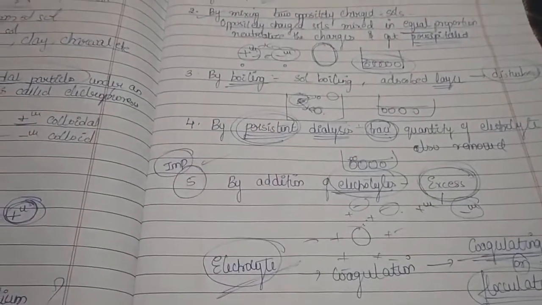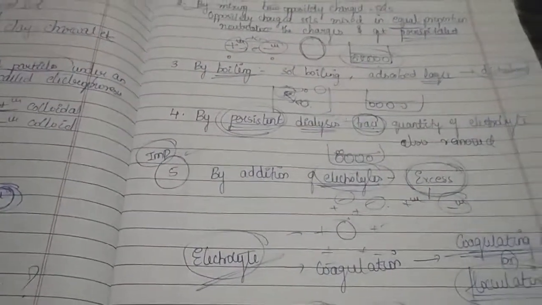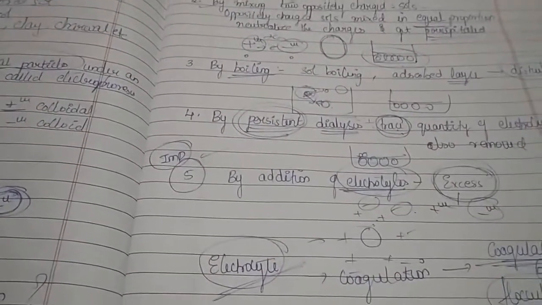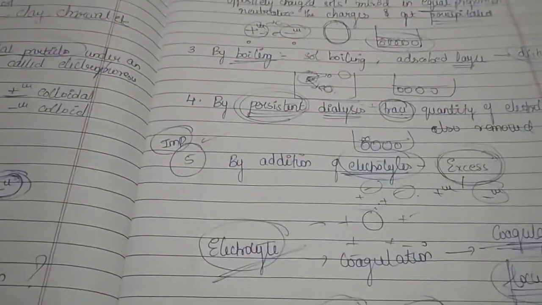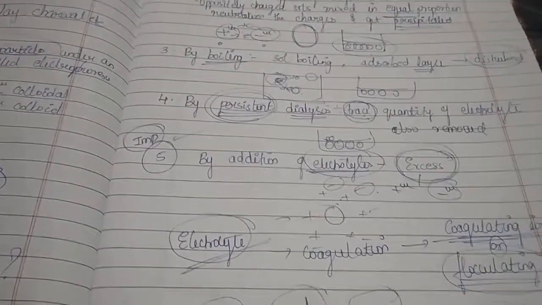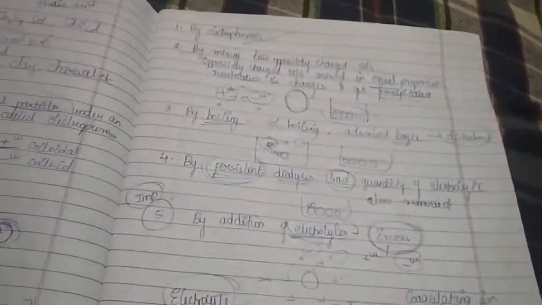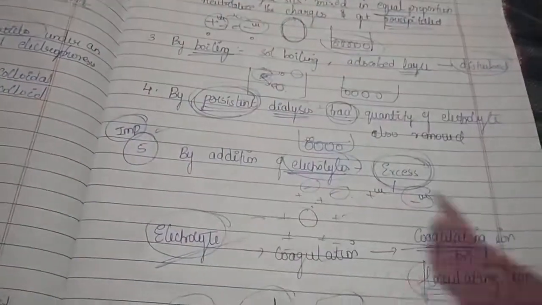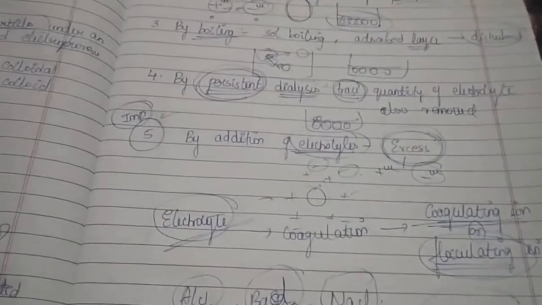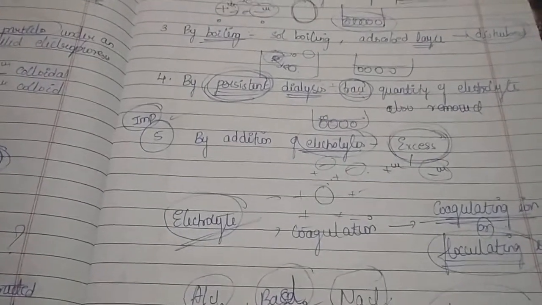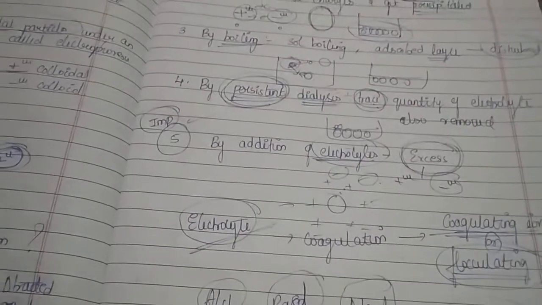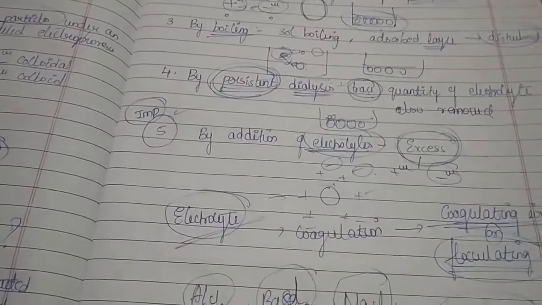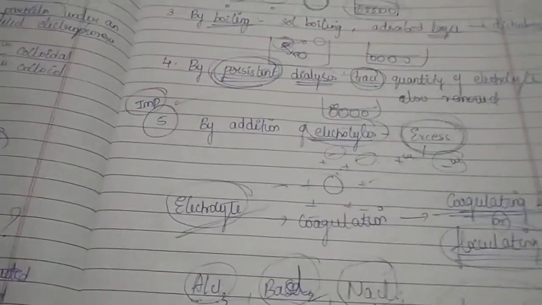Similarly, we also saw the boiling method. When we are boiling, what is happening? It increases the collision between the dispersed phase particles and the dispersion medium particles, which in turn reduces the charge on the dispersed phase particles and leads to coagulation. Similarly, by persistent dialysis, that is prolonged dialysis carried out over a longer duration, the trace amount of electrolyte present in the colloidal system also gets removed, which in turn makes the colloidal particles unstable and causes coagulation.